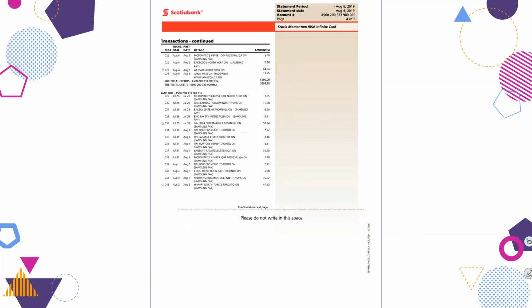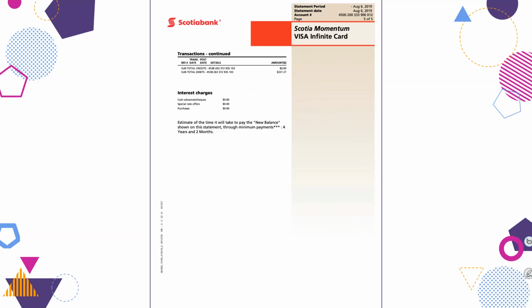And then it keeps going. It tells you if you have more transactions, it continues to list all the transactions that you did in this past month. And then if you have any interest charges, they also tell you that.